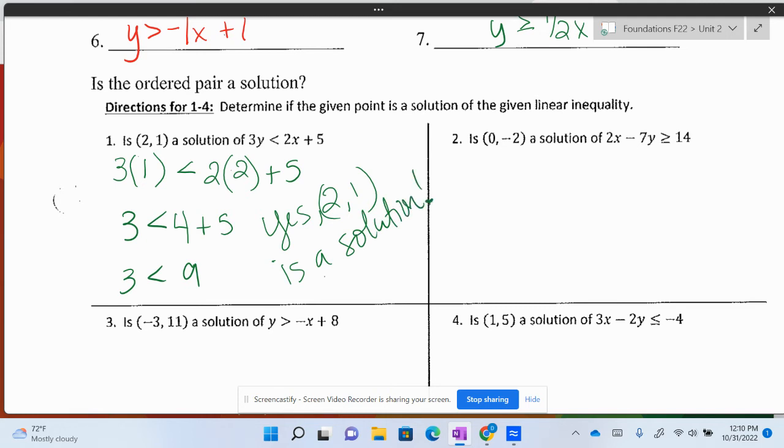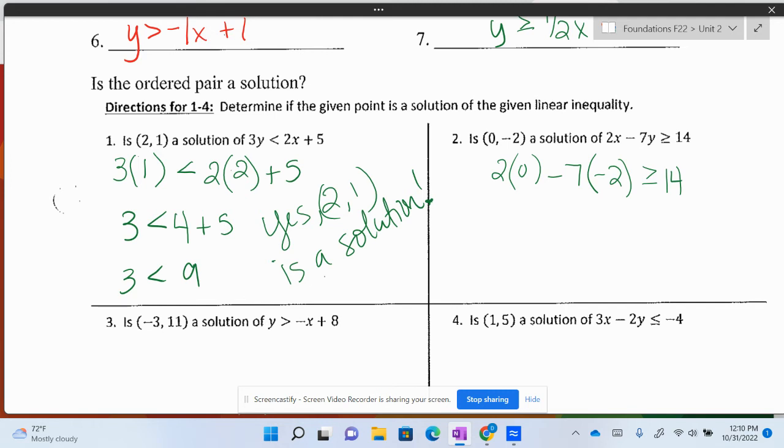Remember that a solution is just something that makes the equation or the inequality true. So that point works. Okay, let's do the next one. What am I replacing x with? I have 2 times what? x is now going to be a 0. Minus 7 times y is -2. And it has to be greater than or equal to 14.